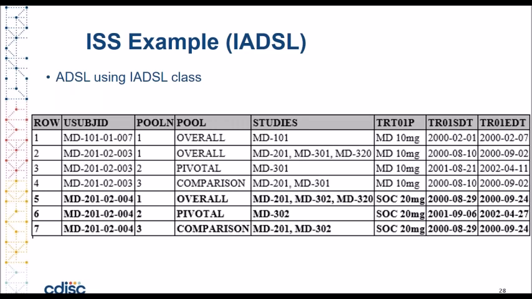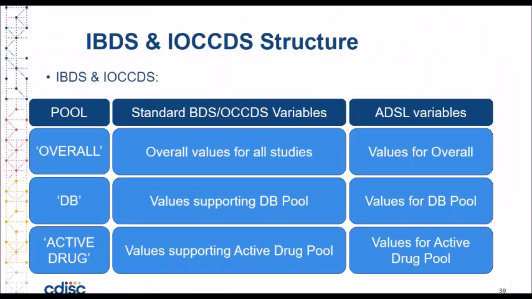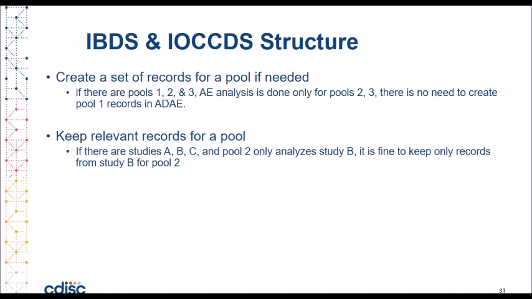I've got to keep moving on here so we can have more questions later. But we've got to apply this IADSL to other places like BDS and OCCDS, okay? Because now we've got multiple records per subject in ADSL. How is that going to drive what happens in BDS and OCCDS? Okay, so this is what happens. We end up potentially with multiple records for the overall pool, the double-blind pool, the active drug pool in the same data set, right?